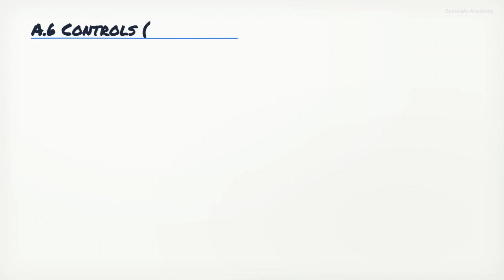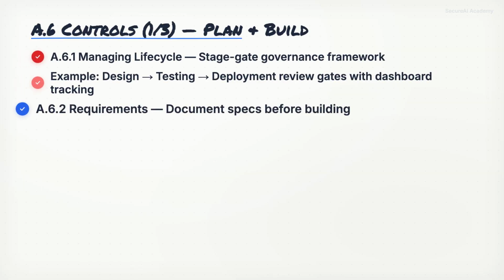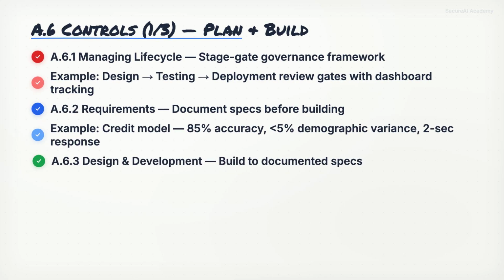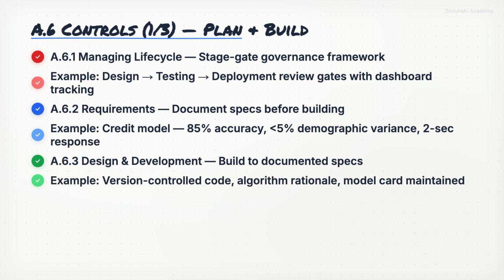Control 1. Managing AI systems in the lifecycle. Establish lifecycle management processes. Example: a company defines stage gates. Every AI system must pass a design review, testing review, and deployment review before moving to the next stage. A governance dashboard tracks where each system is in its lifecycle.